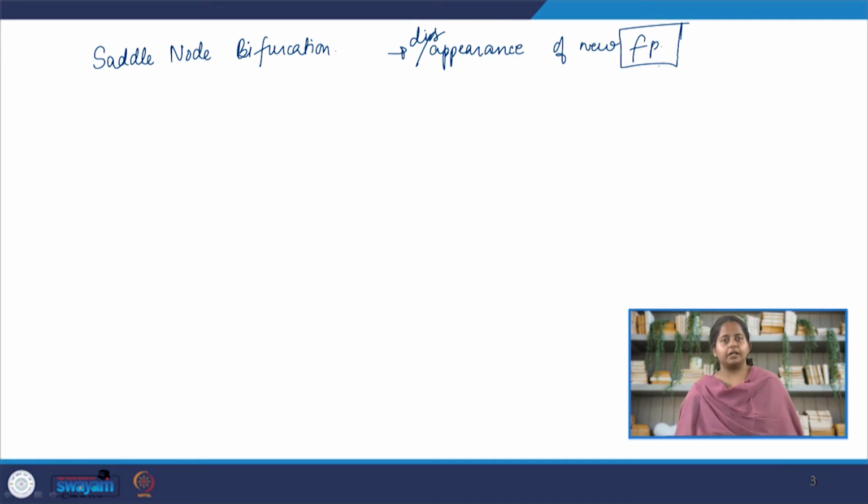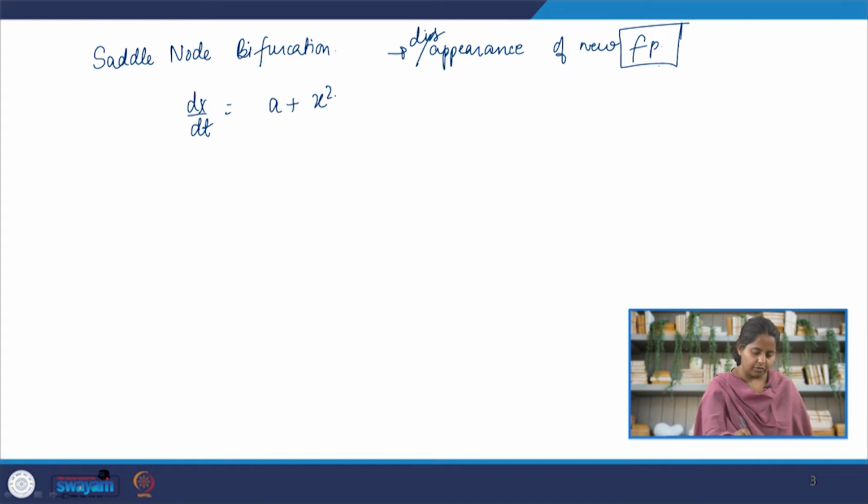A typical example of saddle node bifurcation would be our usual quadratic equation. So let's say dx/dt is equal to a plus x squared. So let's look at this system: dx/dt is equal to a plus x squared, and let's try to understand how saddle node bifurcation works. So what we are going to do is assume that a is positive.